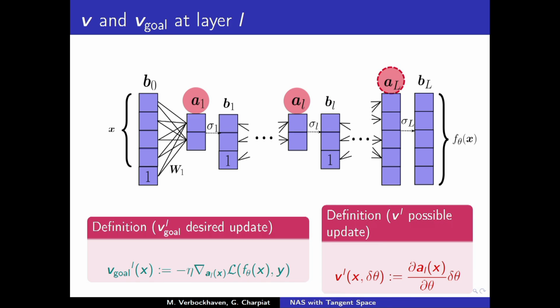So the same way I defined the desired update for the function f theta, which is the output of my network, I also define the desired update for every pre-activation function A_L, defined the same way, which is minus the derivative of the loss according to A_L taken at point x. And I also define the possible update, which is the functional move implied by changing from parameter theta to theta plus delta theta, and it is just the derivative of A_L according to theta multiplied by delta theta.